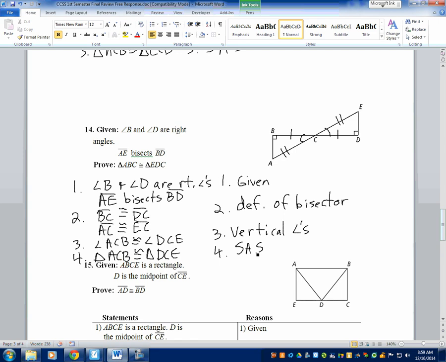Okay. Could I have used hypotenuse leg? Sure. Here's the hypotenuse, here's the leg, it's a right triangle. Okay, you could have gone that way. Could I have used angle, side, angle here? Sure, I could have used angle, side, angle. I could have even used angle, angle, side. Prove them congruent. You have all kinds of options on this.